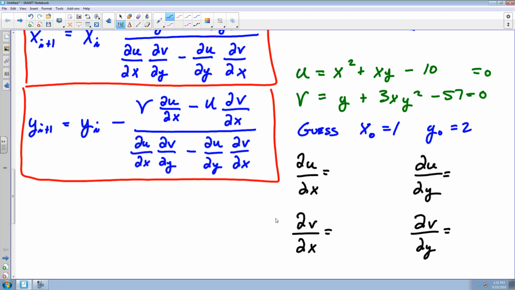What's partial u with respect to x? 2x plus y. Bingo. What's partial u with respect to y? Somebody else. You can do this. Partial u with respect to y. X. You guys are good. See, you love these partials. Partial v with respect to x. Somebody else do it.